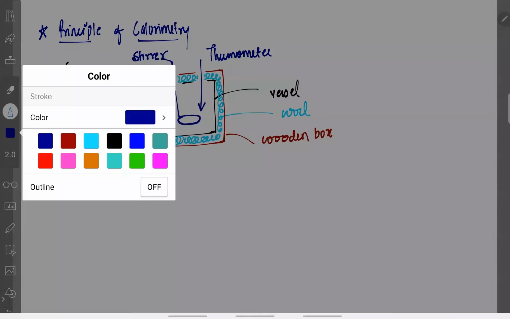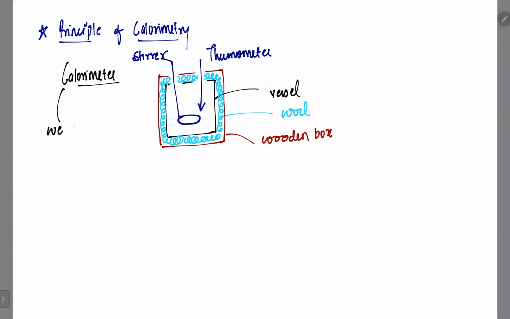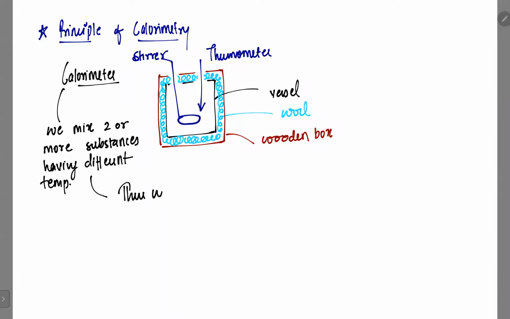Now, what exactly we do in a calorimeter, we mix two or more substances having different temperature. Now tell me, if two substances are having different temperature and when they come in interaction, they will exchange heat. We all know that heat will flow from higher temperature to lower temperature. So what will happen inside a calorimeter? Inside a calorimeter, there will be exchange of heat, and heat will flow from higher temperature to lower temperature.